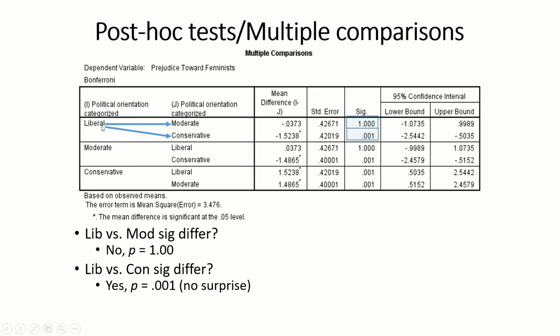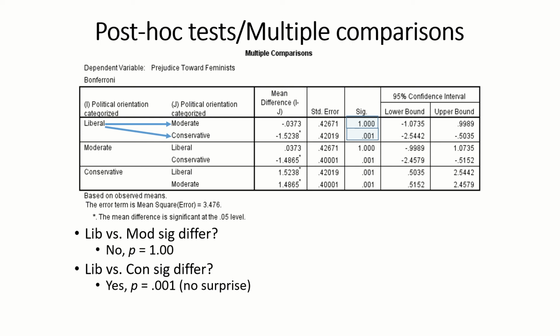And again, there's a redundant comparison here. We could have gone from conservative to liberal, and that would still have given us the same p-value, except for the mean difference. When we go conservative minus liberal, the difference is positive. But if we go from liberal to conservative, the mean difference is negative, because conservatives have the numerically higher mean score here. So we know that liberals and conservatives significantly differ, that conservatives are reporting more anti-feminist prejudice compared to liberals, just as we saw in the independent samples t-test.